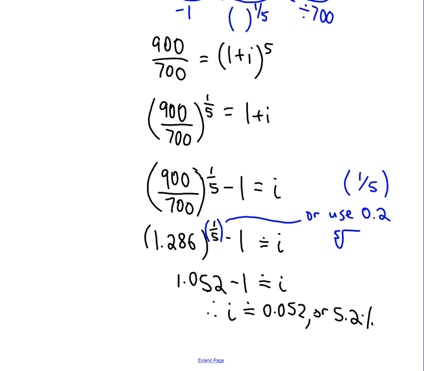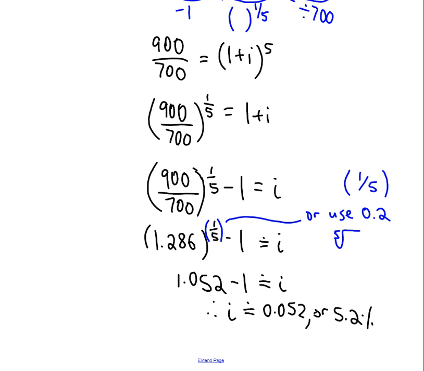Carry lots of decimal places because this is a financial application, and when you start to round, you find that interest rates don't actually produce what they're supposed to over a 5-year period. So use lots of decimal places, maybe even more than 3, and then round in your final answer. So I get 1.286 approximately being equal to 900 over 700.